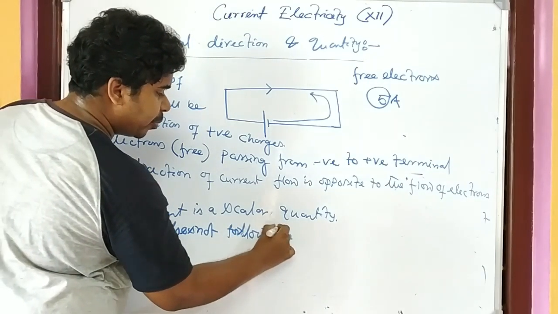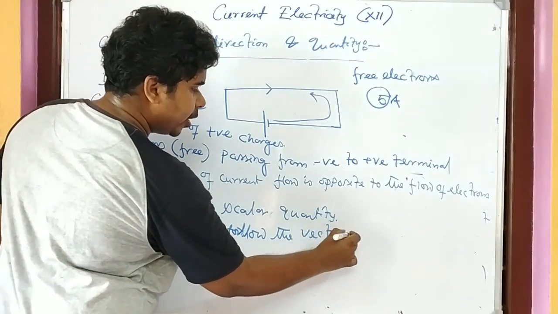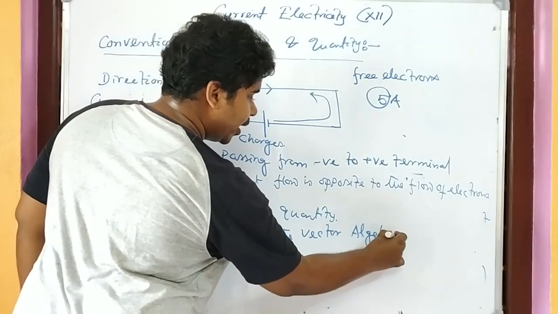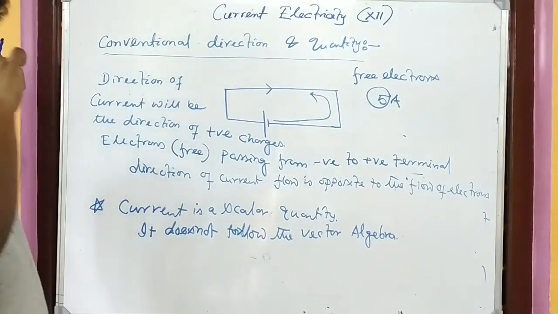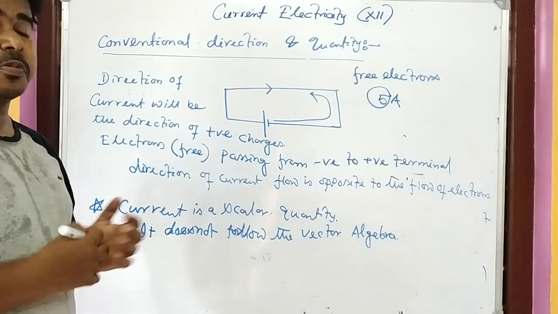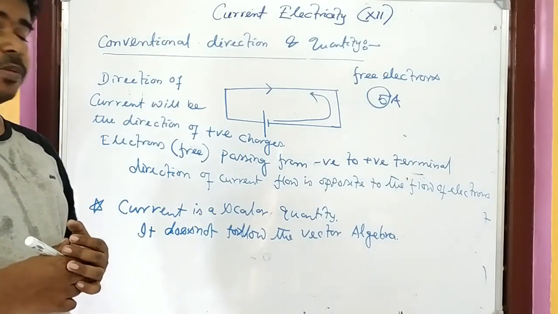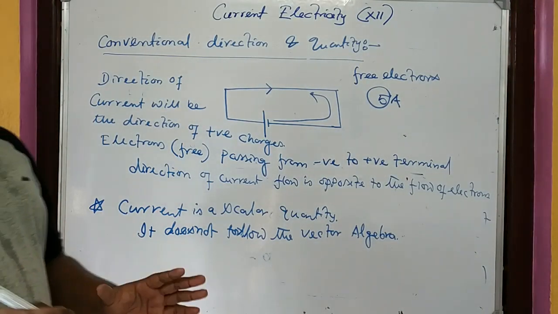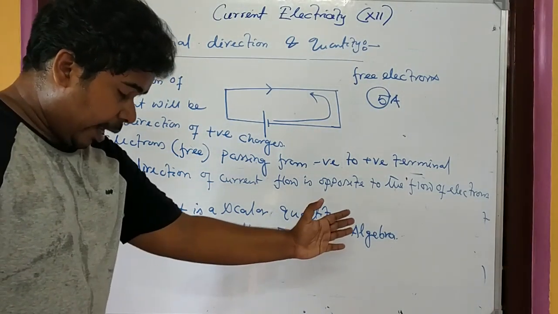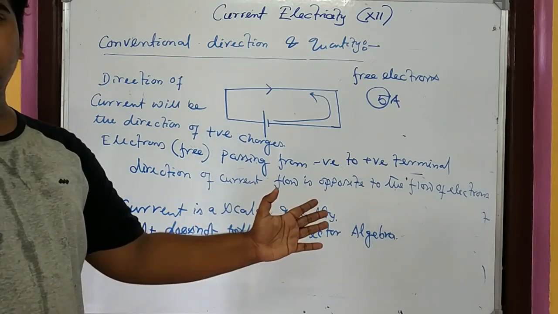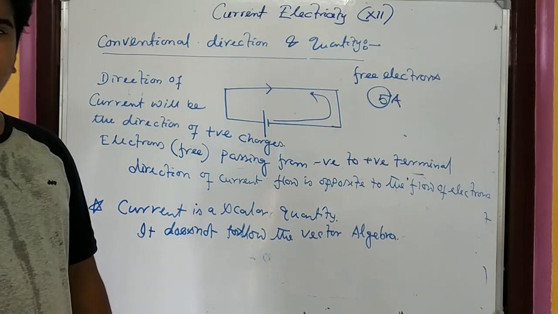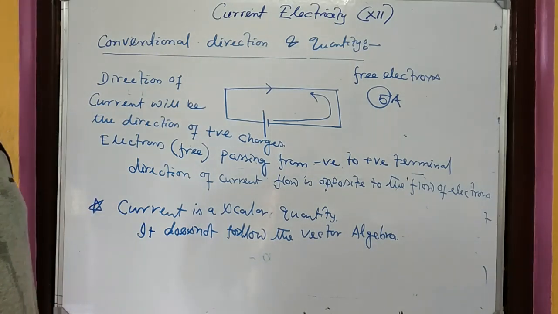the vector algebra. We have learned vector algebra in class 11. If you have forgotten, then my suggestion is to go and learn it again. As it doesn't follow vector algebra, that means vector addition, vector subtraction, vector multiplication, it should have a different rule. I think you have read it. So as it does not follow them, that's why current is taken as a scalar quantity. Right? I think it is clear.